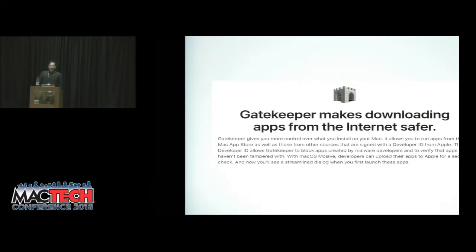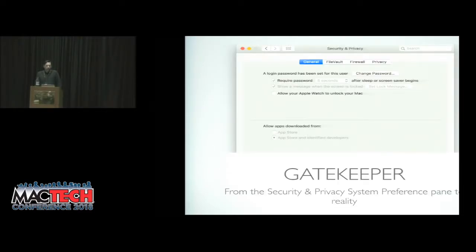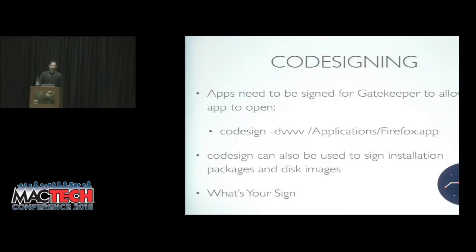So Gatekeeper makes downloading apps from the internet safer. What that doesn't say is Gatekeeper makes everything on your machine that didn't come from the internet safer as well. So what does Gatekeeper look like? It's a simple system preference pane. There's only like 3 checkboxes and a radio button.